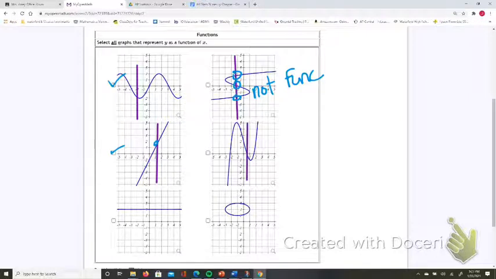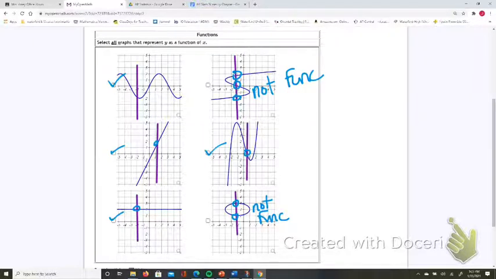Okay, we're good, it only touches it once, it is a function. Now draw a line here. Okay, it only touches it once, it is a function. And now draw a line here. Uh-oh, it touches it twice. It's not a function.